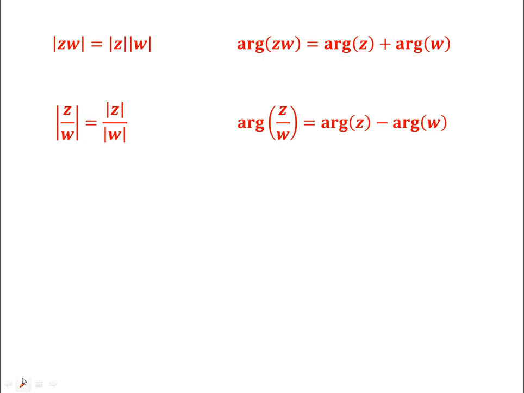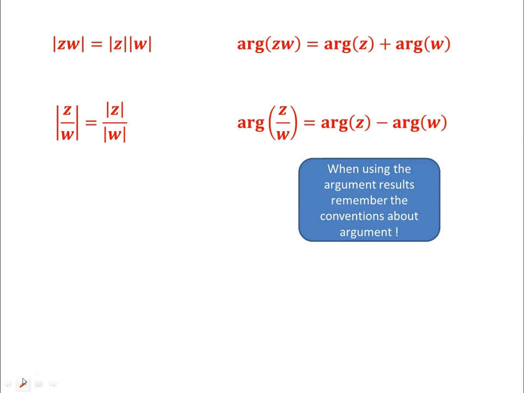So to summarise, we've got the two results for modulus, and we've got the two results for argument. The modulus ones are very intuitive. The argument ones, a little bit less so. And if you think about it, argument is behaving like logarithms. There is in fact a very close connection between the argument and logarithms, which you might discover later. When we're using the argument result, we do need to be careful that we remember any conventions that are being used in the question about argument.